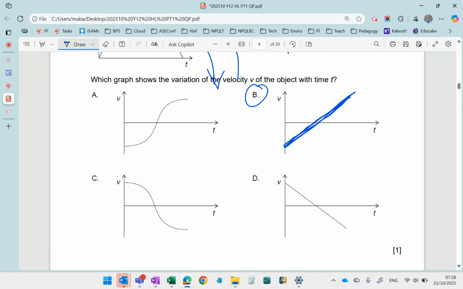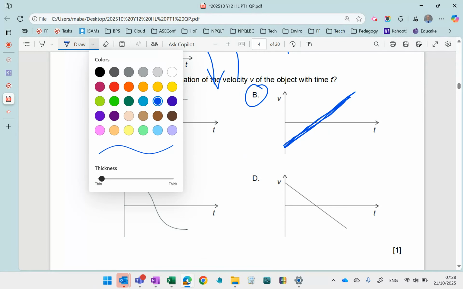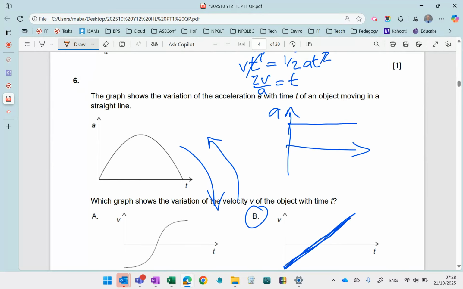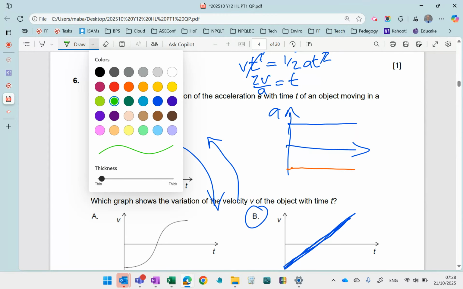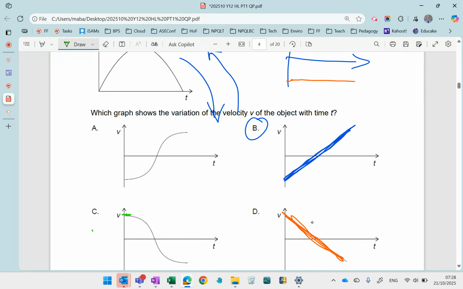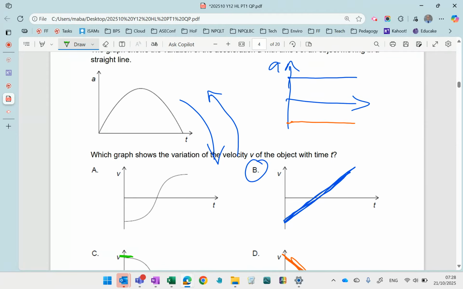Similarly, if we look at D, this one has a negative gradient and it's constant. So that would give us a graph that looks like that. Let's have a look at C. So C starts off with 0 gradient, then it ends up with a negative gradient, then it ends up with 0 gradient. So what would that look like? That would look like that.